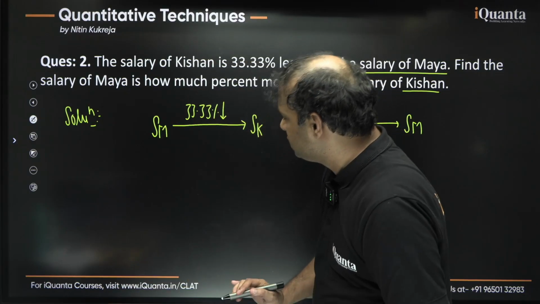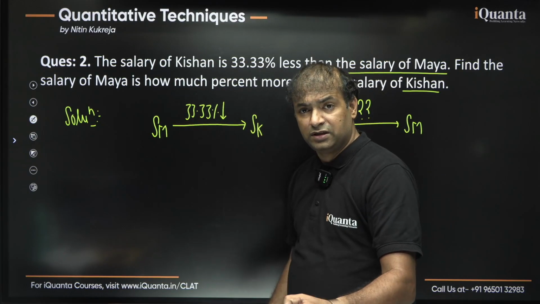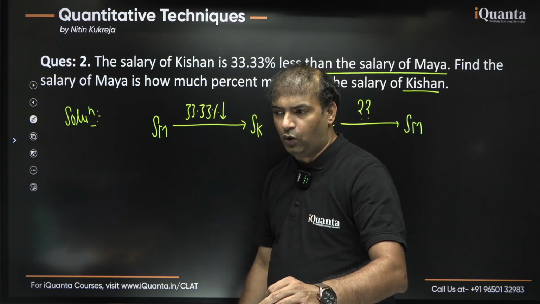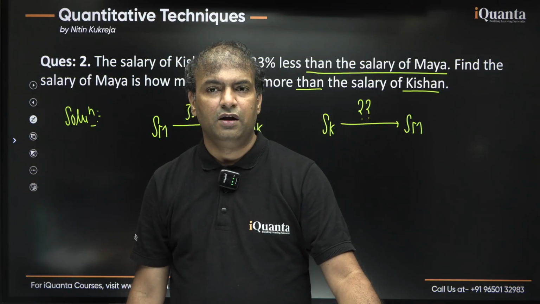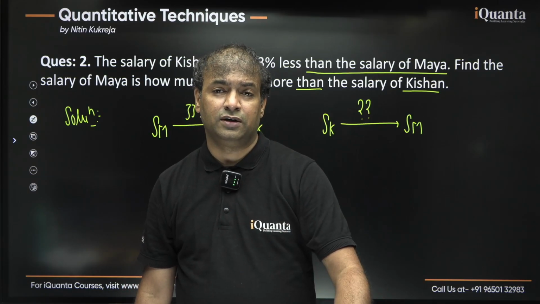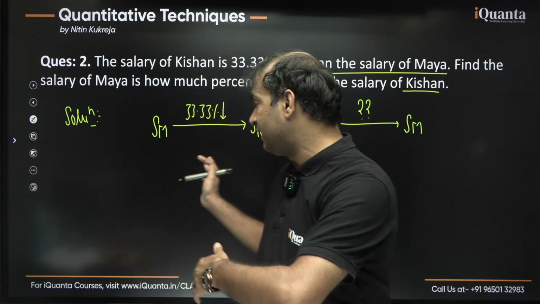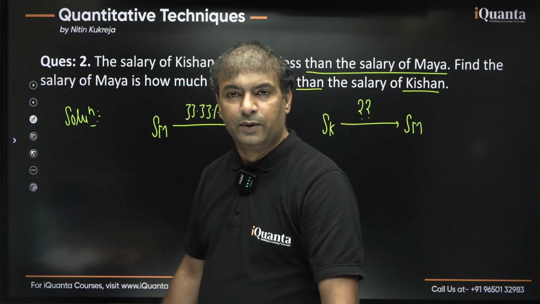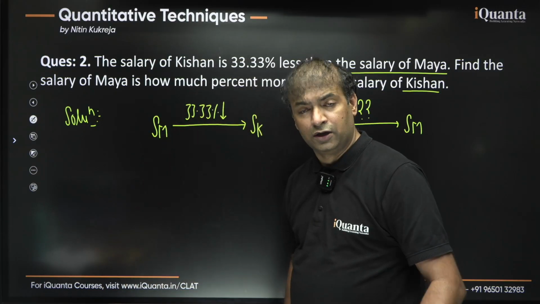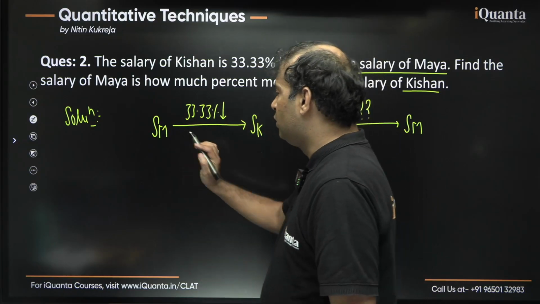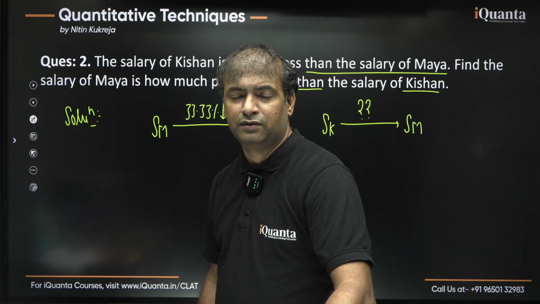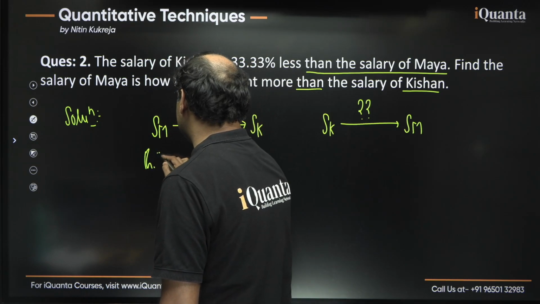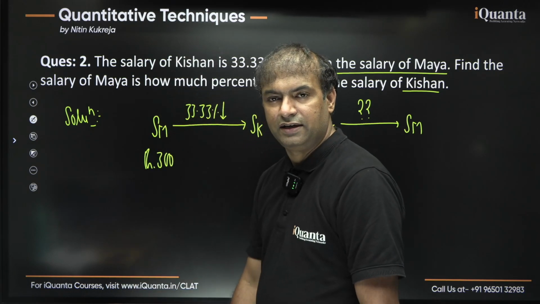So what I'm going to do here, since I told you that 33.33% is 1 by 3, right? So guys, assume the initial value also as a multiple of 3, because then the final values and the other numbers will be natural numbers. So I'll be taking this as a multiple of 3 and also a multiple of 100. So a multiple of 3 and 100, let's say the value is 300. So let us assume the salary of Maya is rupees 300.